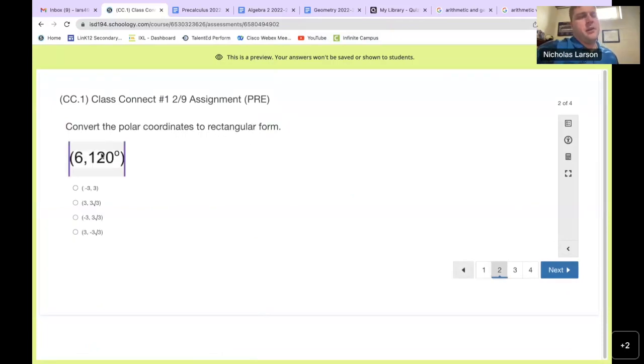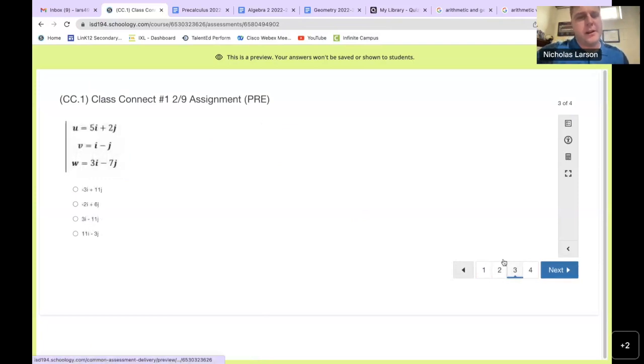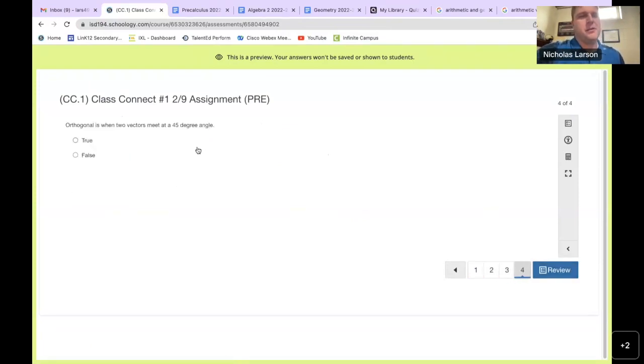Convert the polar coordinates to rectangular form, basically the same thing. This time it's a 6, and instead of a pi, it gives you the angle in degrees. We have to be as comfortable in radians as we are in degrees. And orthogonal is when two vectors meet at a 45-degree angle. That, we talked about, is not true, because it needs to meet at a 90-degree angle.